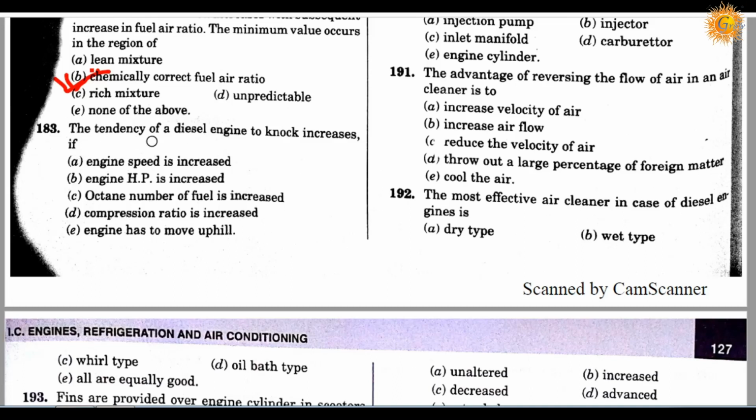Question number 183. The tendency of a diesel engine to knock increases if: option A, engine speed is increased; option B, engine horsepower is increased; option C, octane number of fuel is increased; option D, compression ratio is increased; option E, engine has to move uphill. So the correct answer is D, compression ratio is increased.